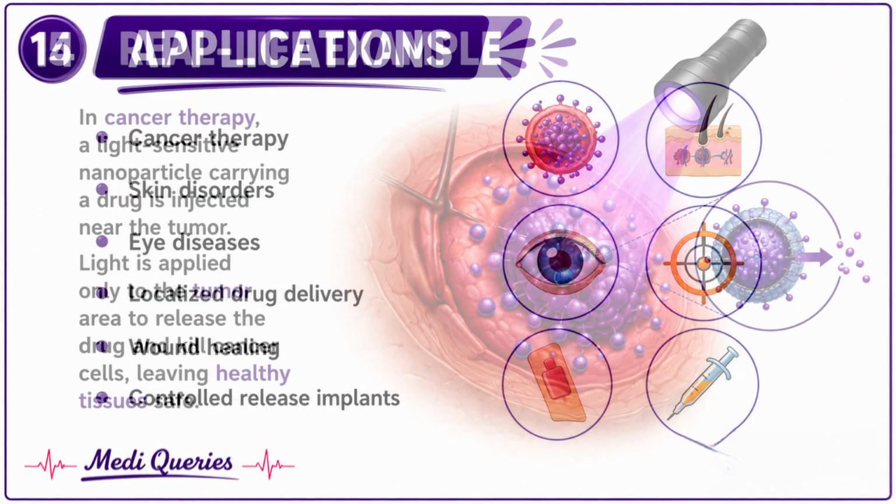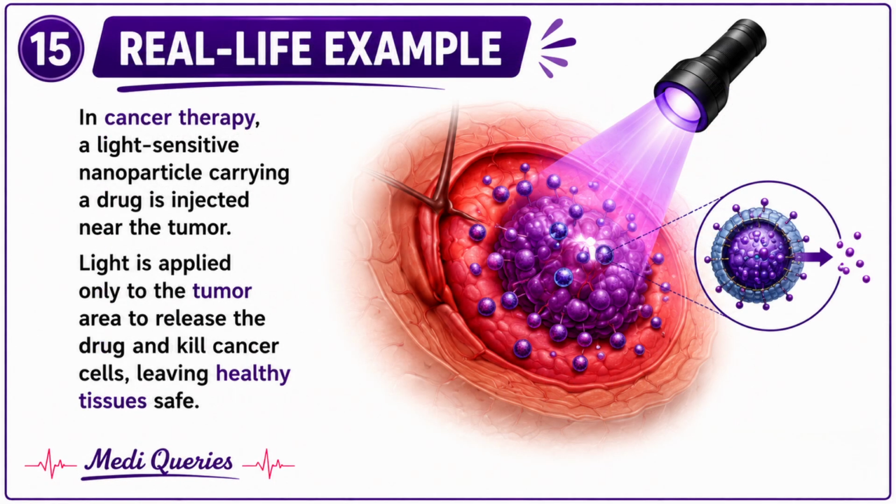Okay, so real life examples. Imagine a patient with skin cancer. Doctors apply a drug loaded photoresponsive nanoparticle near the tumor. Then they shine a specific light on the tumor. Only the illuminated area releases the medicine. So healthy tissues around the tumor receive very little drug here. This increases the treatment efficiency and reduces the side effects here.